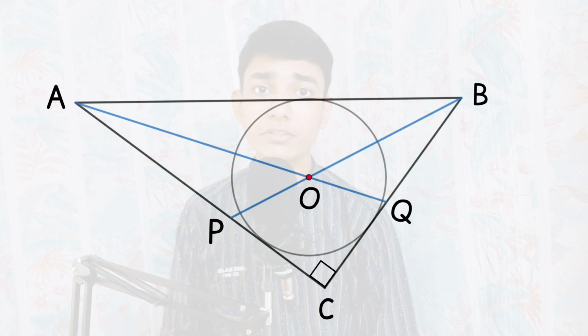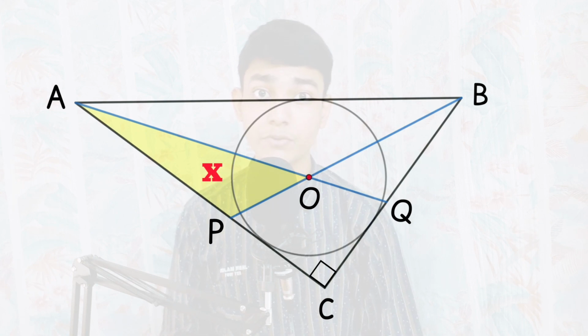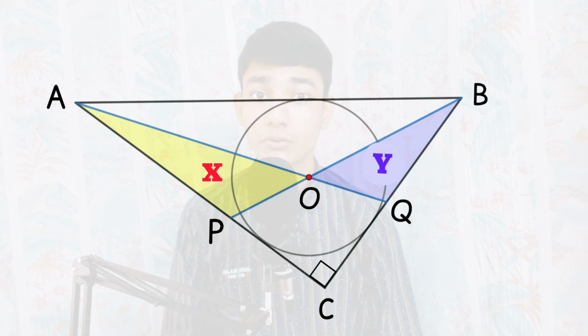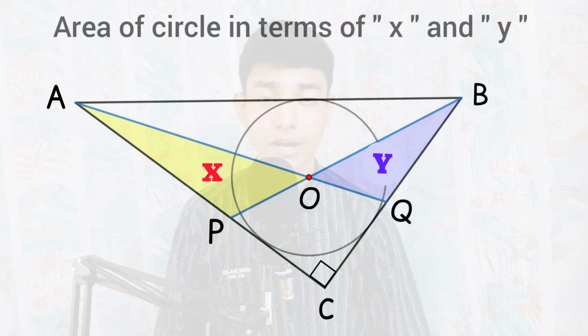Now let the area of the triangle POA be equal to capital X and the area of the triangle BOQ be equal to capital Y. Now the question is to get the area of the circle in terms of X and Y.